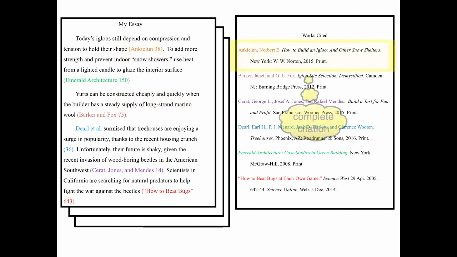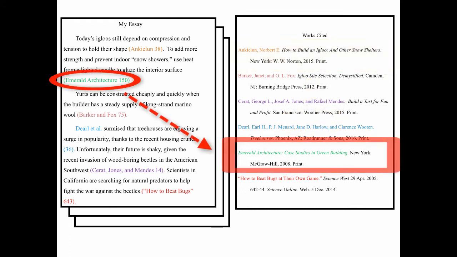In the works cited list, the complete citation is provided, including some main elements such as author, title, publisher, date of publication, etc. The trail from the essay to the works cited list is evident and allows others to easily locate your sources.